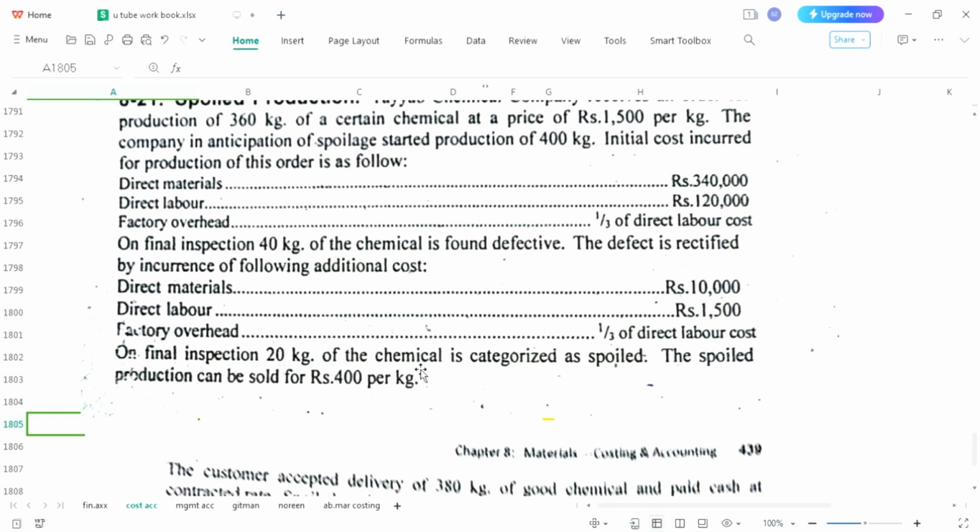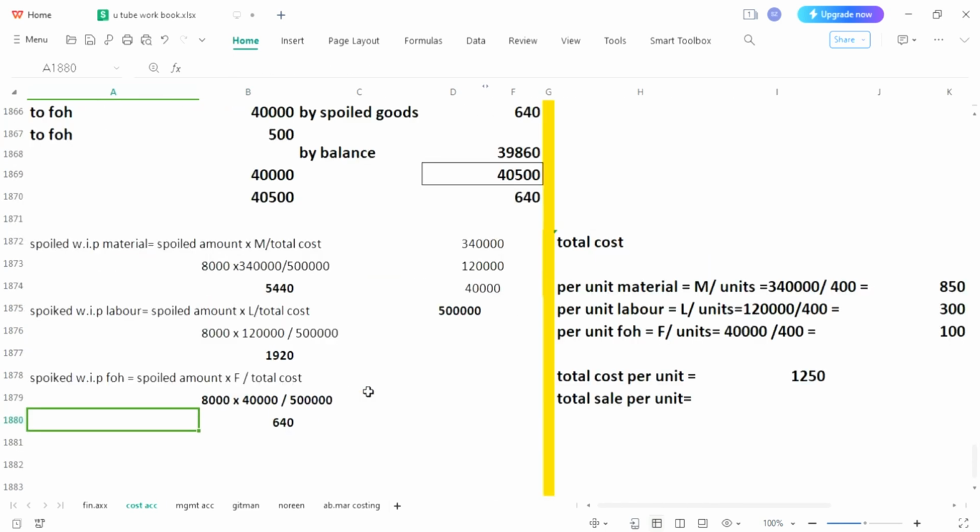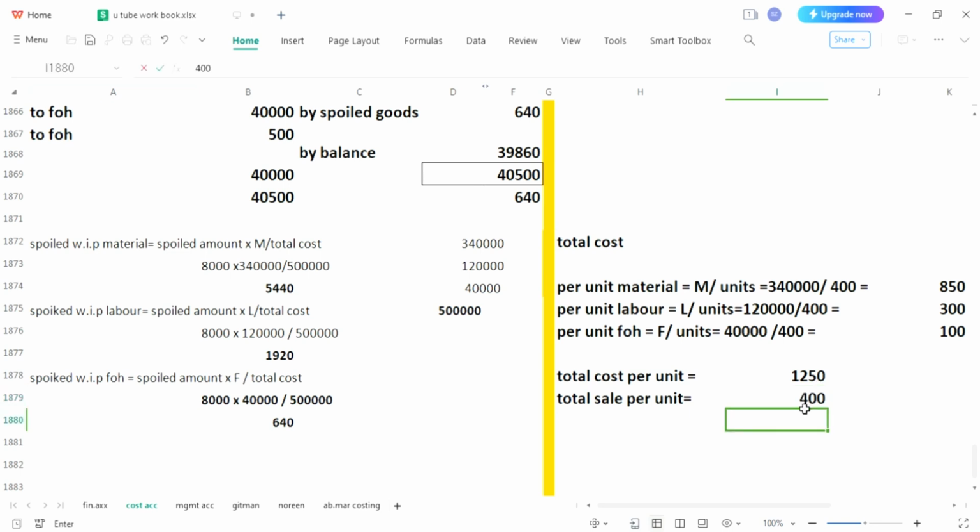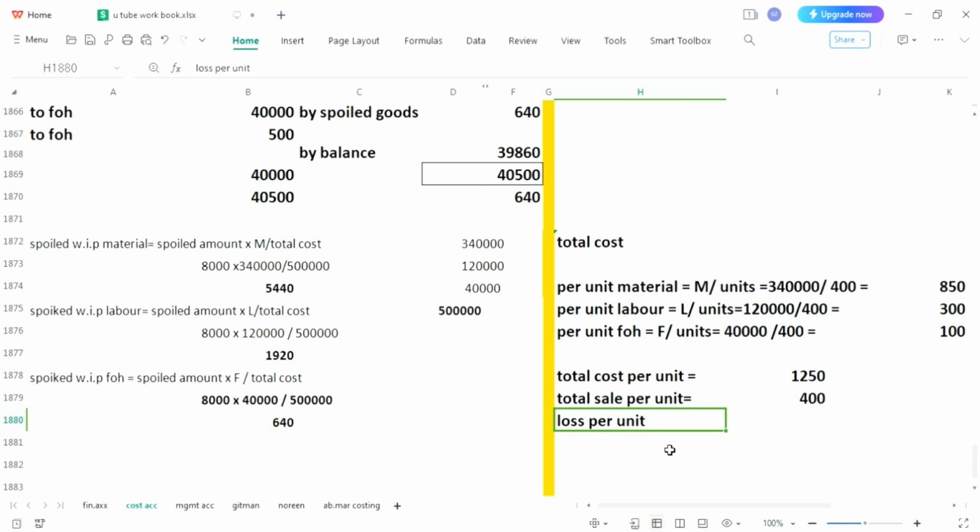20 kg is categorized as spoiled. The spoiled production can be sold 400 per unit. So we have got our per unit sale price as 400. Cost was 1250. Sale is 400. It's time to calculate our loss per unit. And how would you calculate loss per unit? For that, just see the difference.